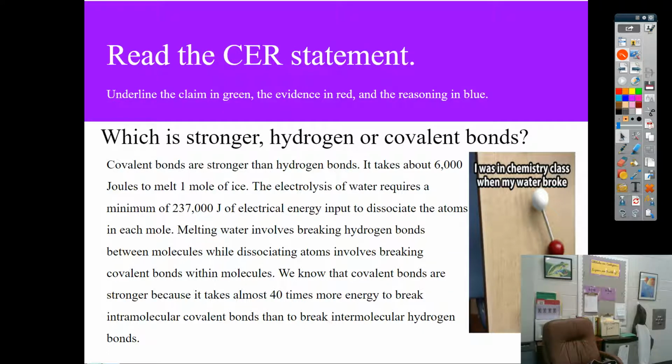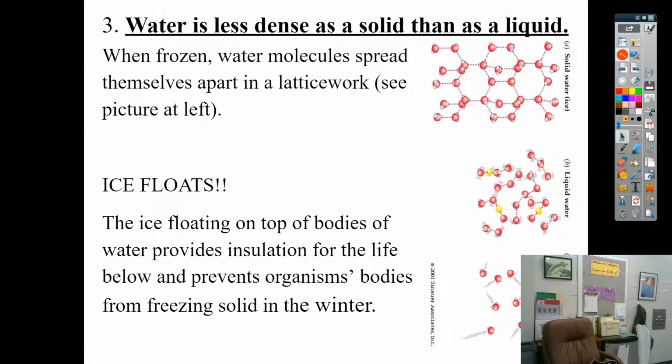So let's move on. Next property of water. Water is less dense as a solid than as a liquid. If something is more dense than water, what does it do? It sinks. Does ice sink? No. Ice floats. Why? Because when we freeze water, all of those hydrogen bonds cause the water to spread out more, and when it does, it becomes less dense, so it floats. It's one of the few molecules that in a solid form is less dense than in a liquid form.